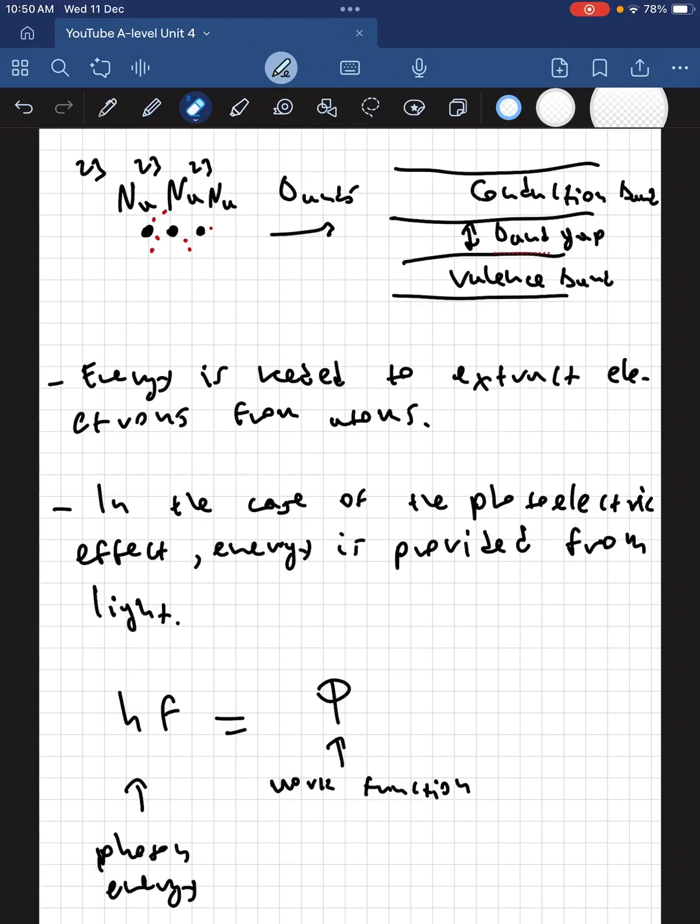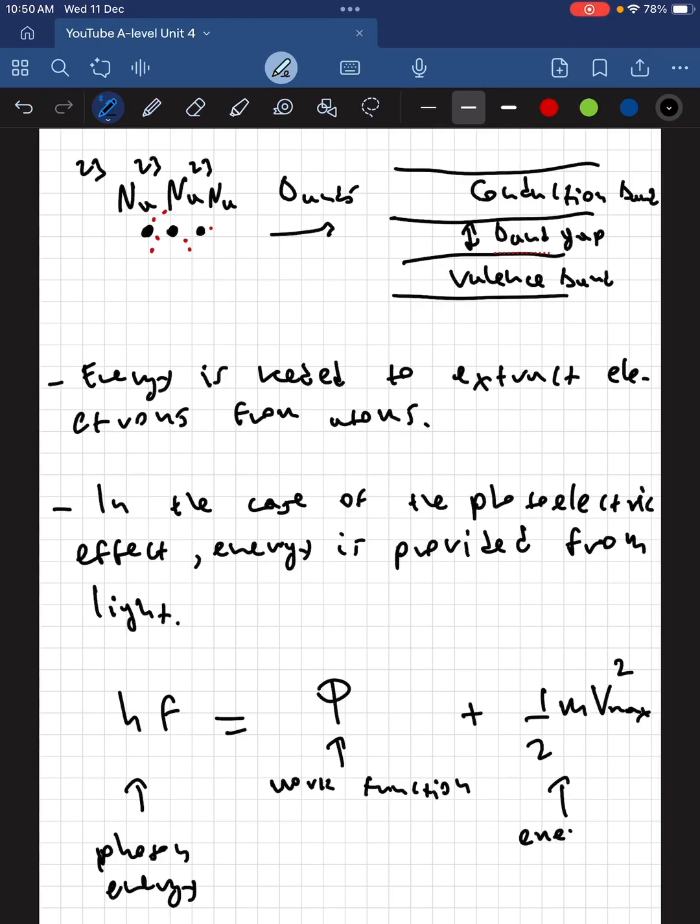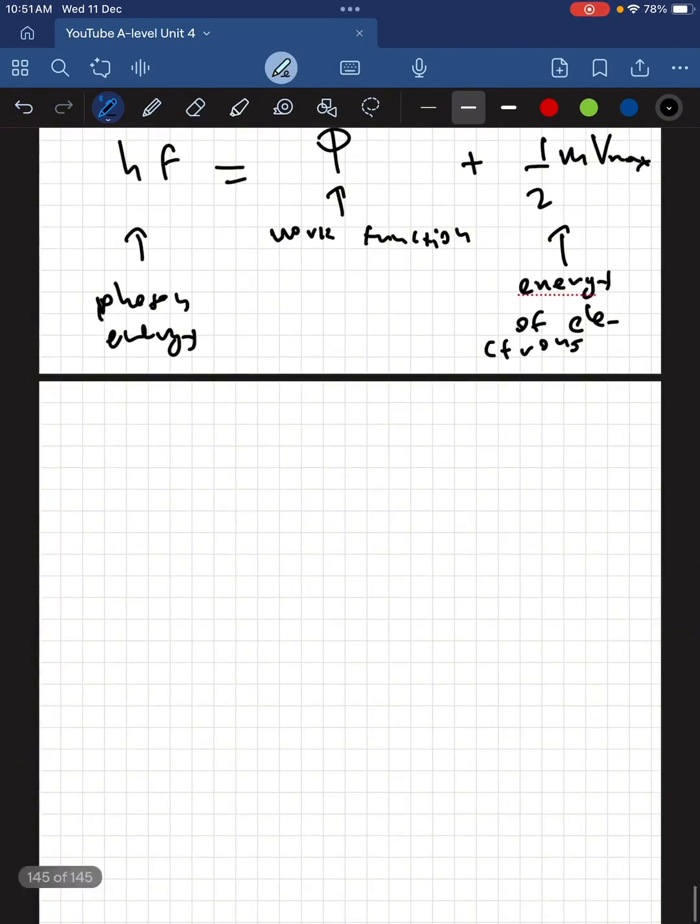So every element has its own work function, okay? So the photon has to have enough energy to overcome this work function and extract an electron with some energy 1/2 mv squared, okay? Actually v max, okay? So this is the kinetic energy of electrons, of ejected electrons, okay?